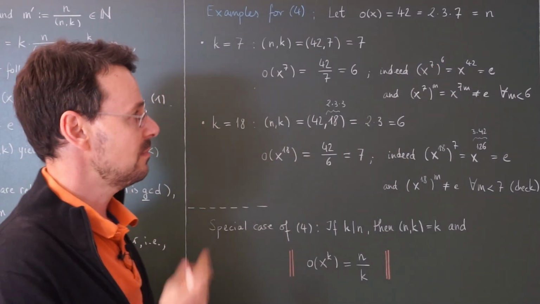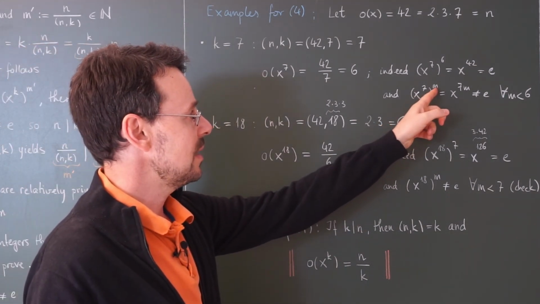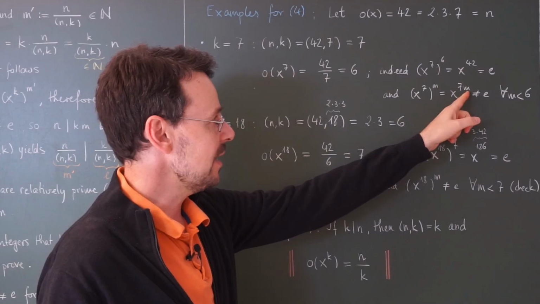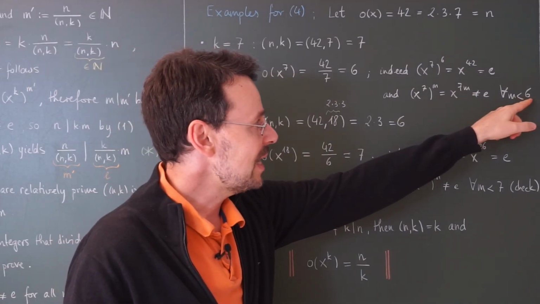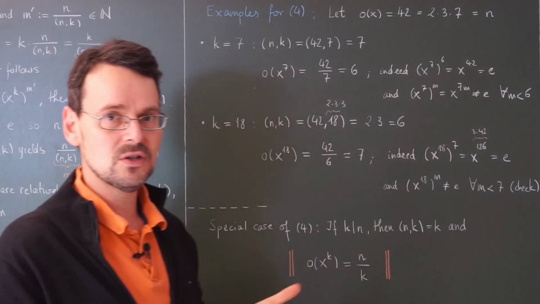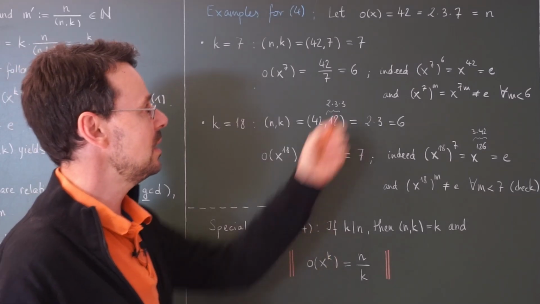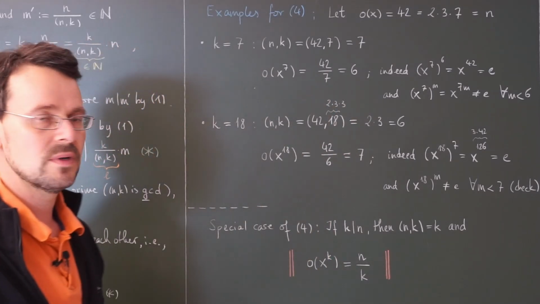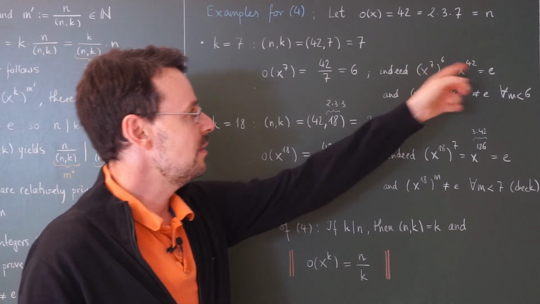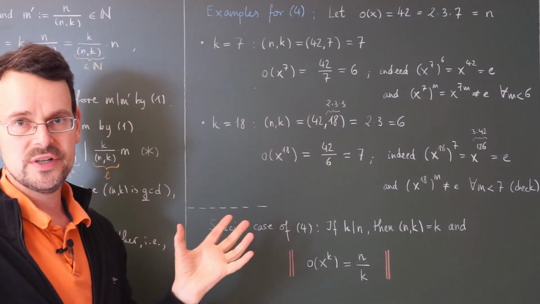This is important for it to be the order, because if I take x to the 7 to the mth power, I end up with that. And if m is less than 6, this here cannot be 42, so this by definition of the order of x cannot be the identity. So indeed, 6 is the smallest natural number such that this here holds. And I think you could have gotten that without the general formula.